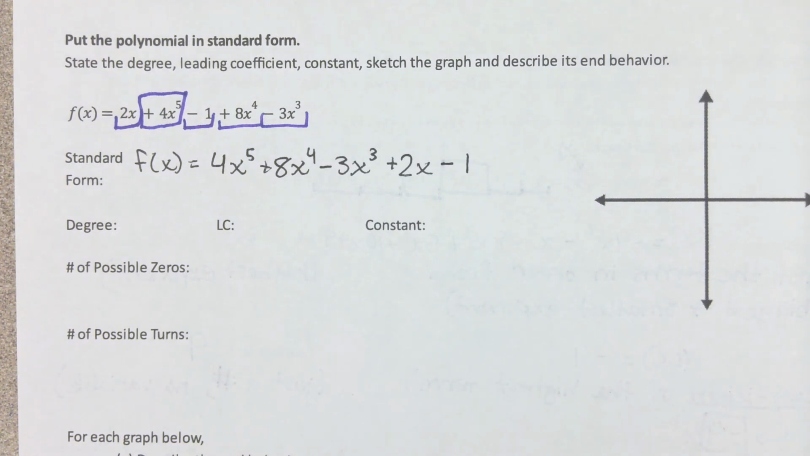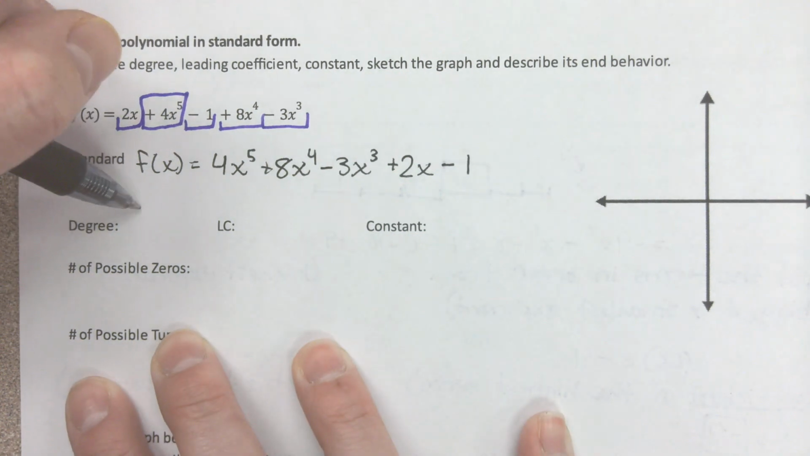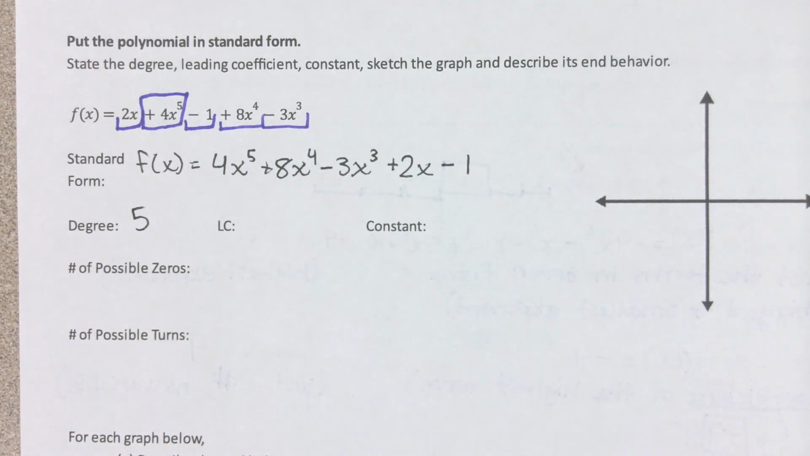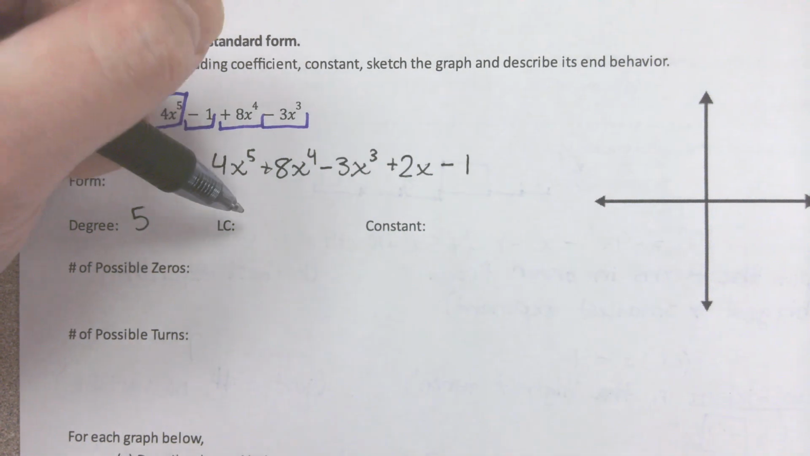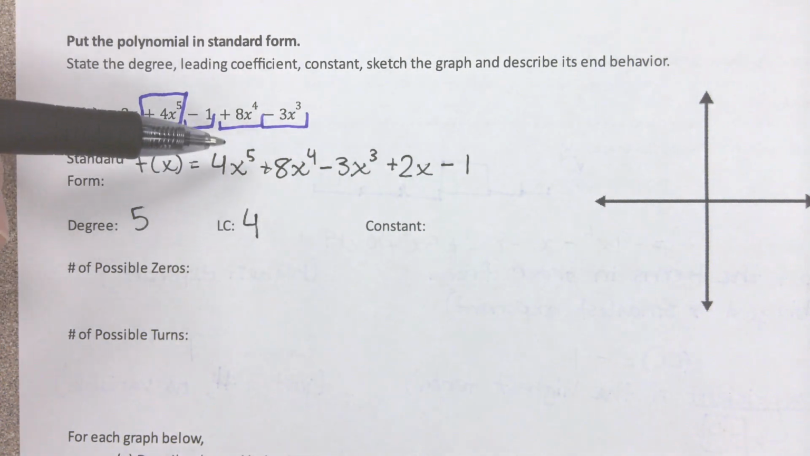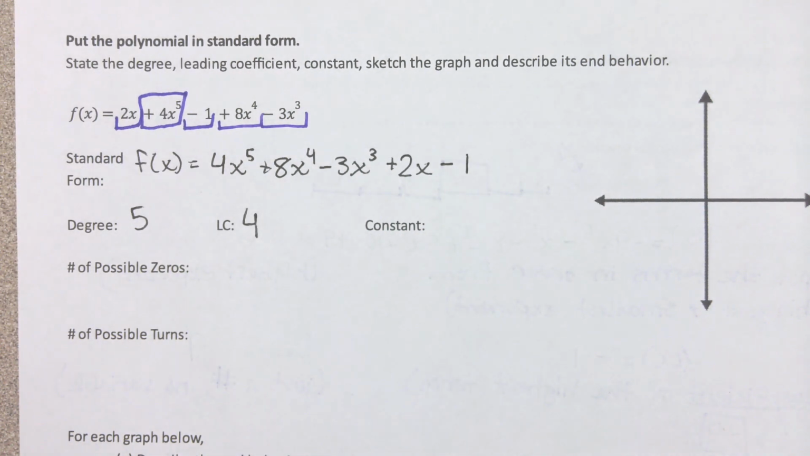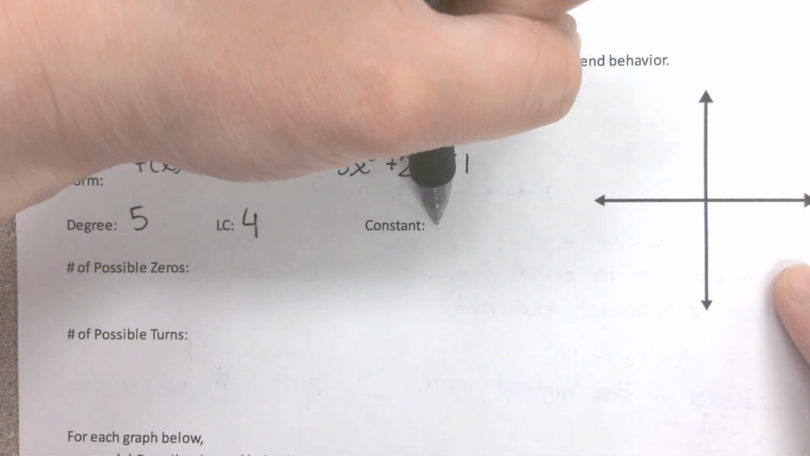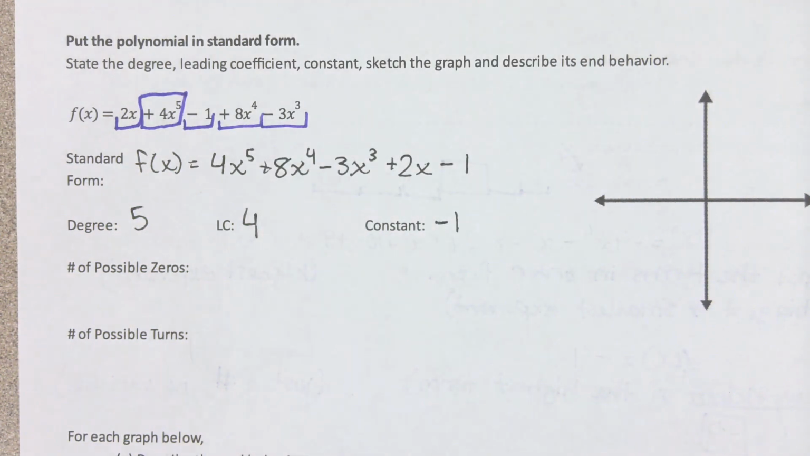What's the degree? 5. Correct. Degree is the highest exponent. This is why we put the things in order. It makes it very easy to identify these terms. Degree is 5. What's the LC? Good. LC, leading coefficient, it's the first number. Constant? -1. Good. -1, it's the number at the end. Again, if you put it in order. Number at the end, no x on it, just the number.